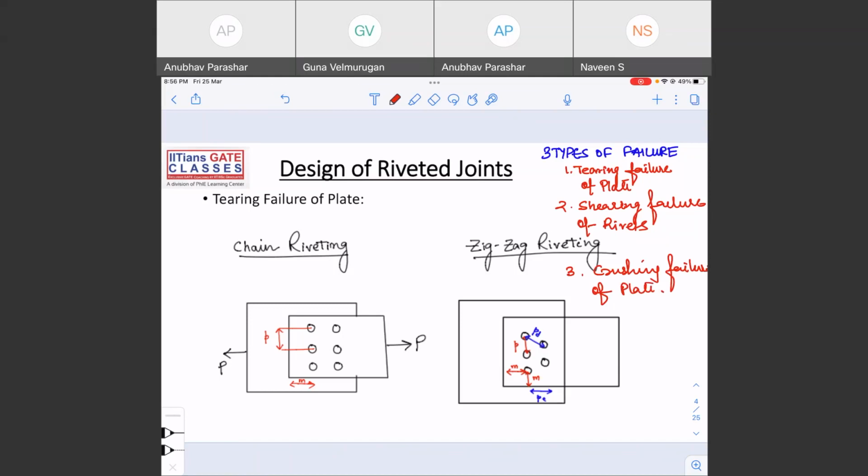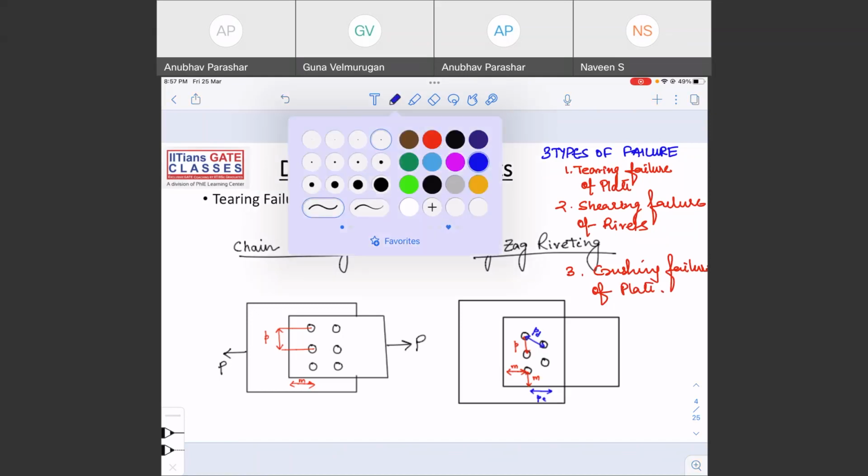Okay, again, questions are being formed here. What are the different failure modes of riveted joints? Option A, tearing failure of plate. Option B, shearing failure of rivet. Option C, crushing failure of the plate. Option D, none of the above or all of the above, right? So what will be the answer? All of the above.